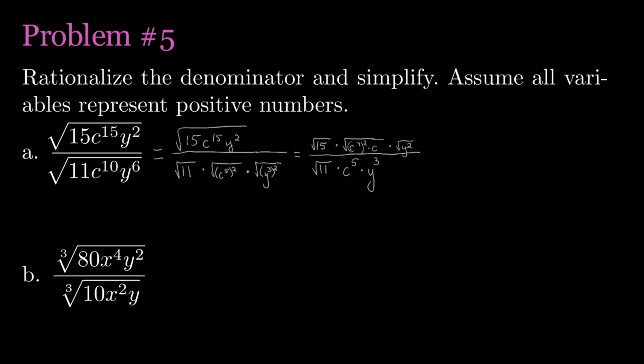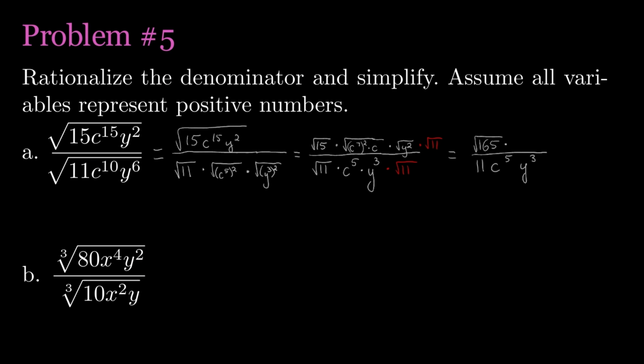Now to rationalize that denominator, I need to multiply by the square root of 11 because that's the only irrationality in there. So I multiply that square root of 11 into both the denominator and the numerator. And then starting with the denominator, the square root of 11 squared is 11. And I leave all the other factors as they are. In the numerator, the square root of 15 multiplied by the square root of 11 will give me the square root of 165. And I will simplify the remaining factors.